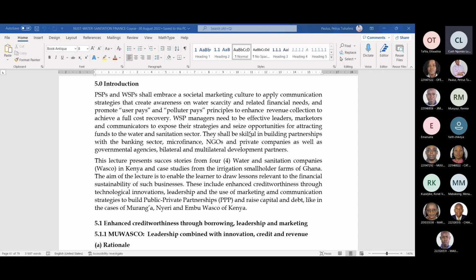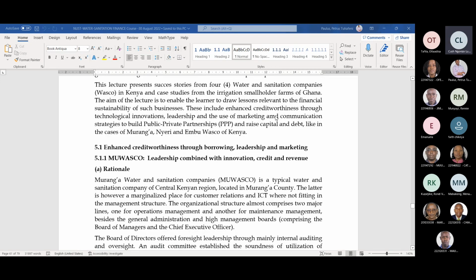This is the case of Embu, which was a very small company. I saw it in 2005, 2007, but it has grown to a big company today. And also the case of Nyeri, which was almost a medium company, but it has become a big company in Kenya because of building a very strong partnership with the German Development Bank, KfW. You can see that case from page 66 to page 69.